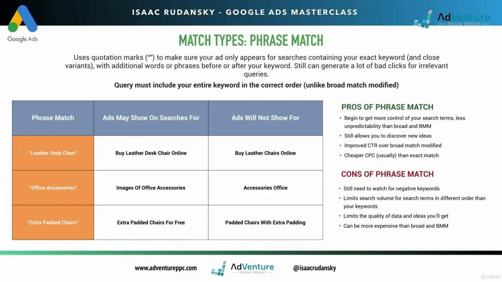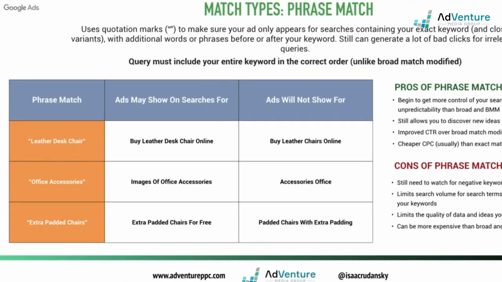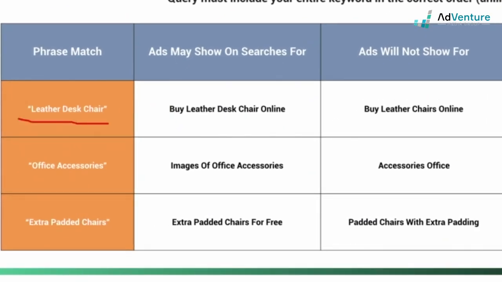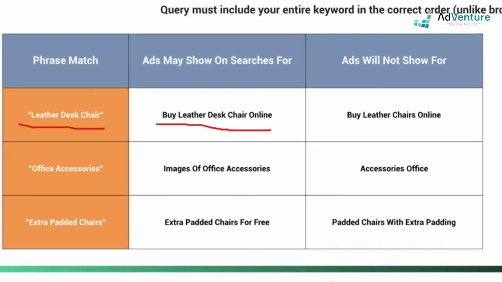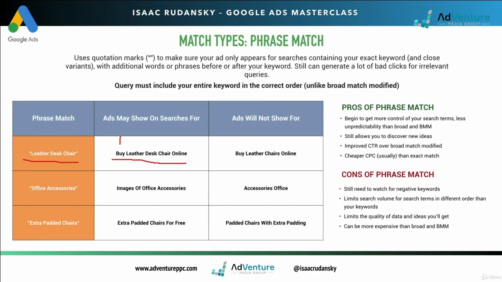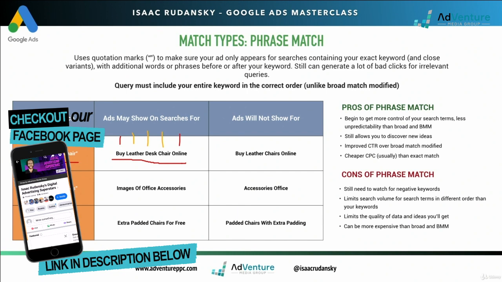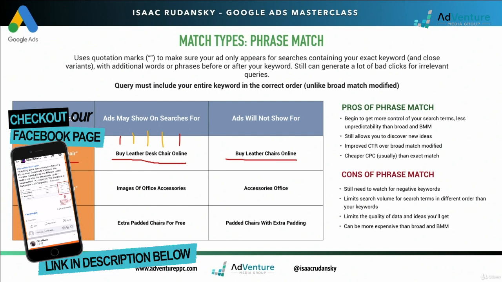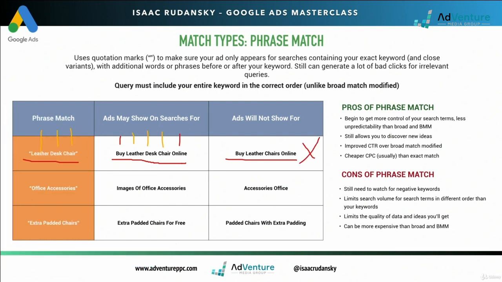So let's go through some examples of phrase match keywords and what ads will show for and what ads will not show for. "Leather desk chair," enclosed in quotation marks over here. "Buy leather desk chairs online." That's an example of what an ad might show for, even though "buy" and "online" were not included in my phrase, but "leather desk chair" are included in that search term in the right order as I had them in my keyword. Ads will not show for "buy leather chairs online" because my phrase was "leather desk chair" and that phrase is not inside that search query.